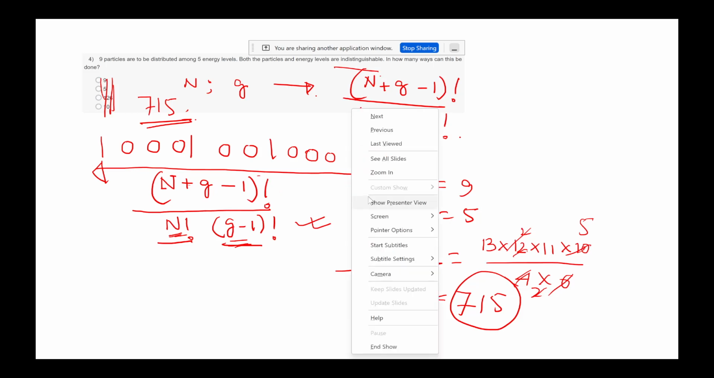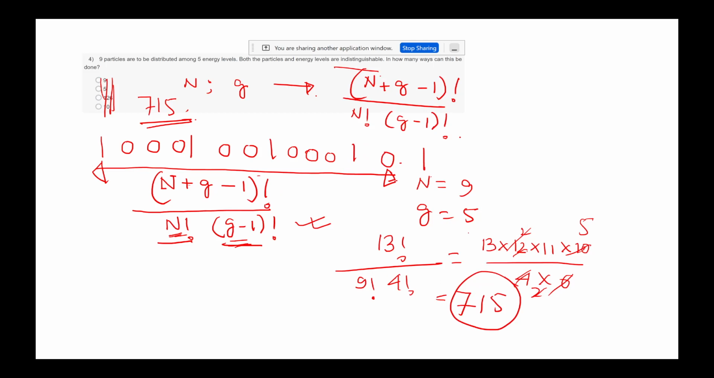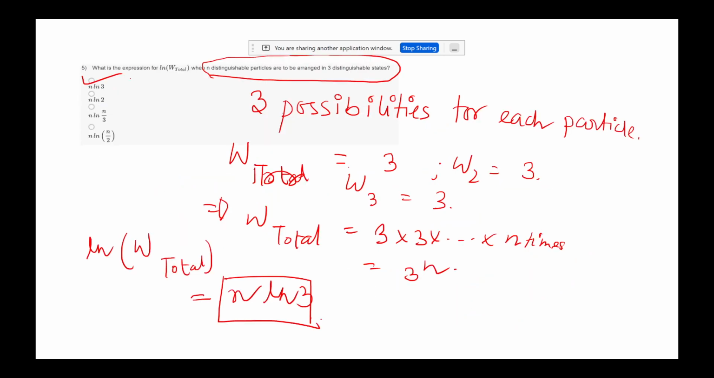This is like the same problem where we have fixed 13 positions, and there are 13 objects. How many ways can you fill these 13 positions? This is a one-to-one correspondence. This problem is different, because in one position there can be 3 particles also, right?